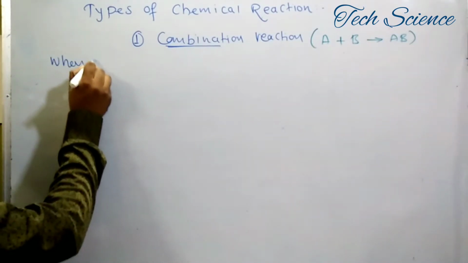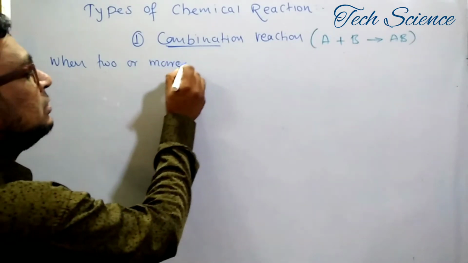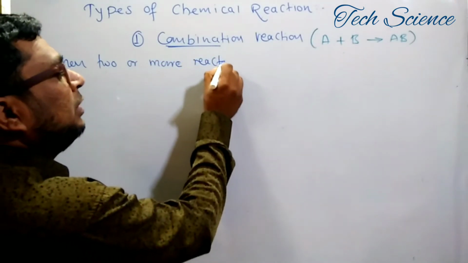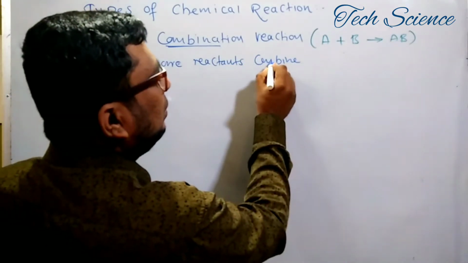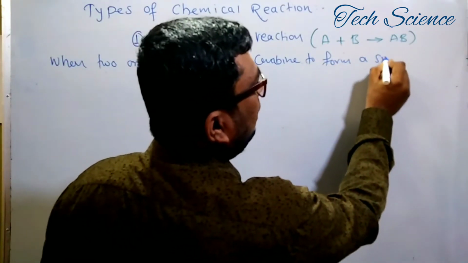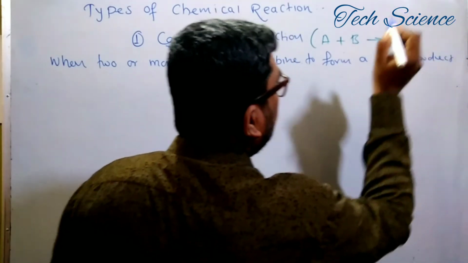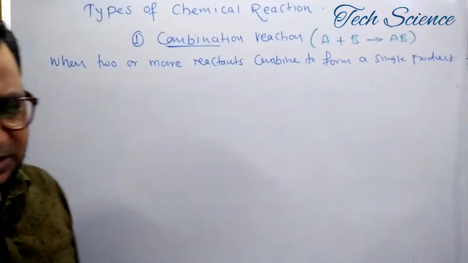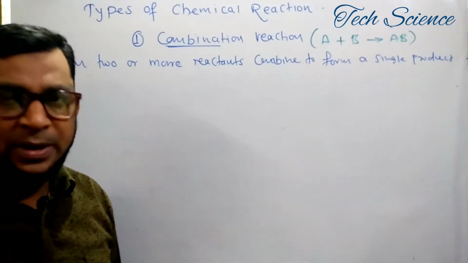When two or more reactants combine to form a single product, it is called the combination reaction. There are a number of examples, the number of reactions that we perform in the laboratory also.